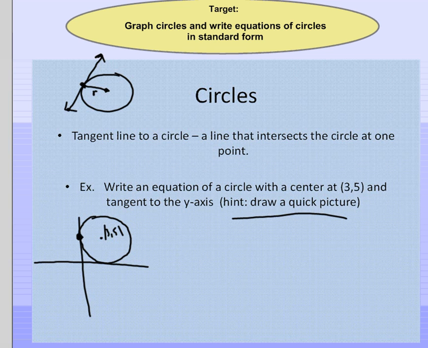A couple of rules from geometry. One is that the radius is always perpendicular to that tangent line. So if it's perpendicular to that tangent line, this point would have a 0 x-coordinate, but what's the y-coordinate going to have to be? It's going to have to be the same y. So what is the distance between the y-axis and that center? 3 units. Don't even need the distance formula. I have the radius.